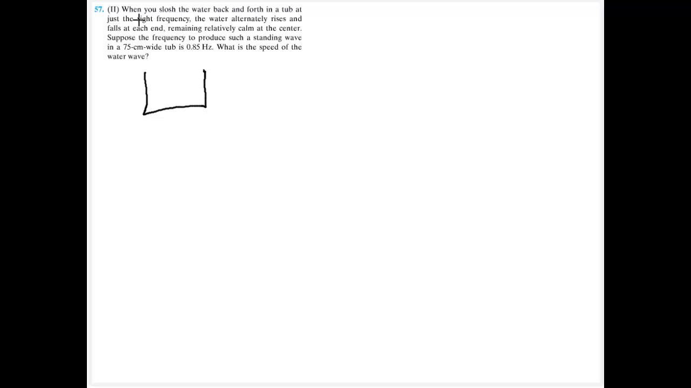So here I have a tub and I'm sloshing water back and forth, and it tells us I'm going to have a node in the center with antinodes on either side. If you think about it, this is just going to be 1/2 of a complete wavelength. So the wavelength is going to be 2 times the length of the tub, which I know.